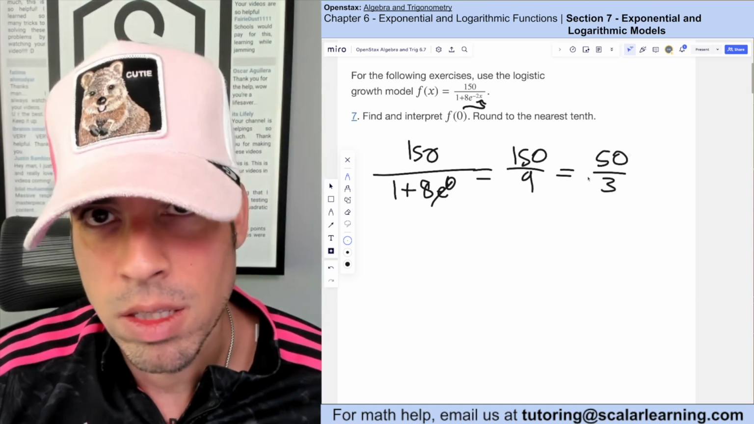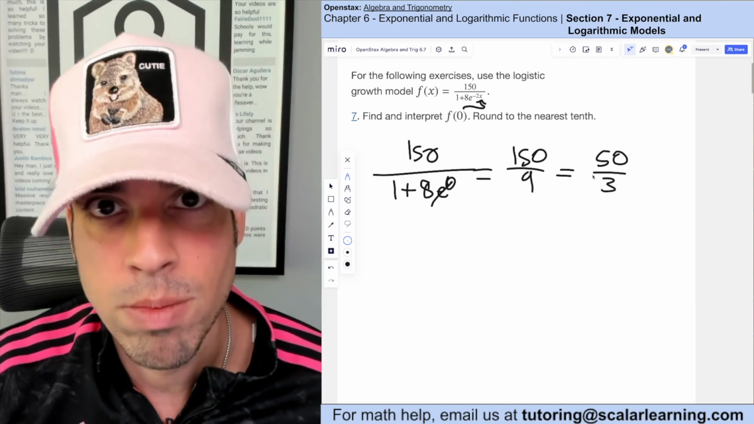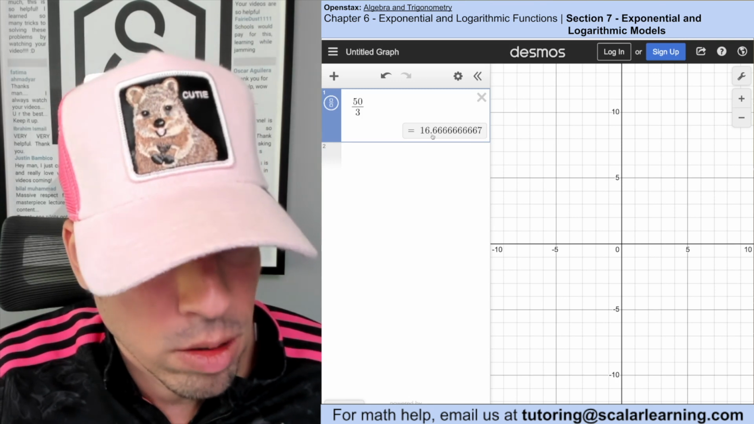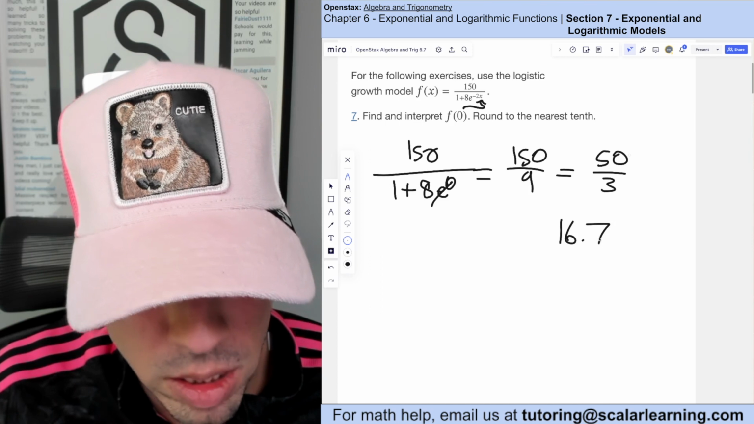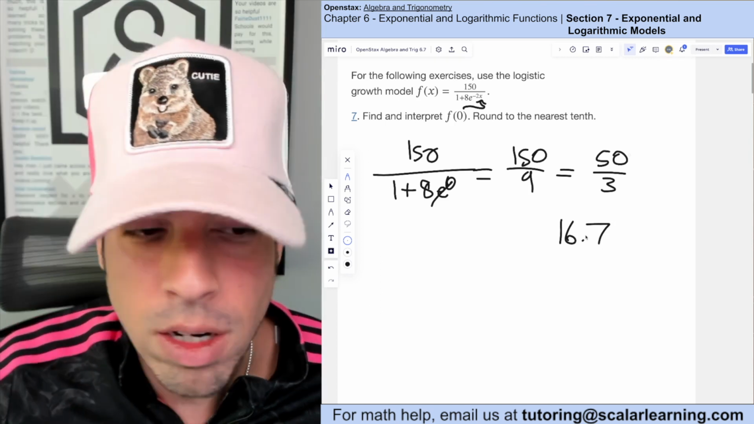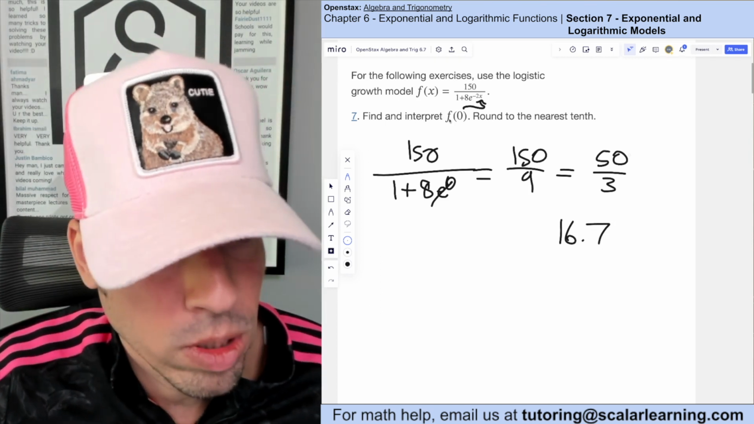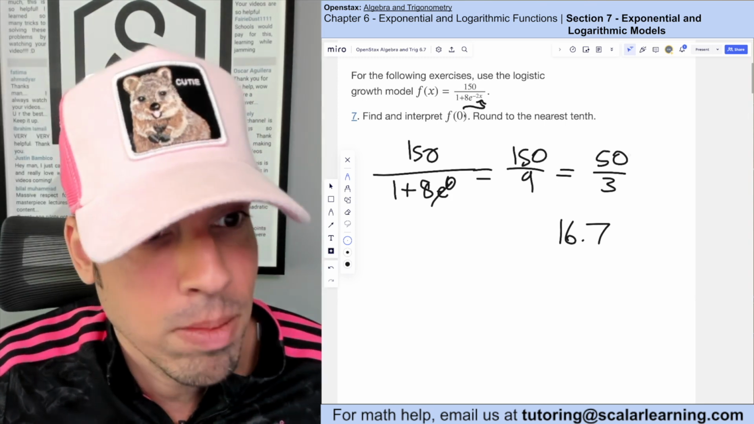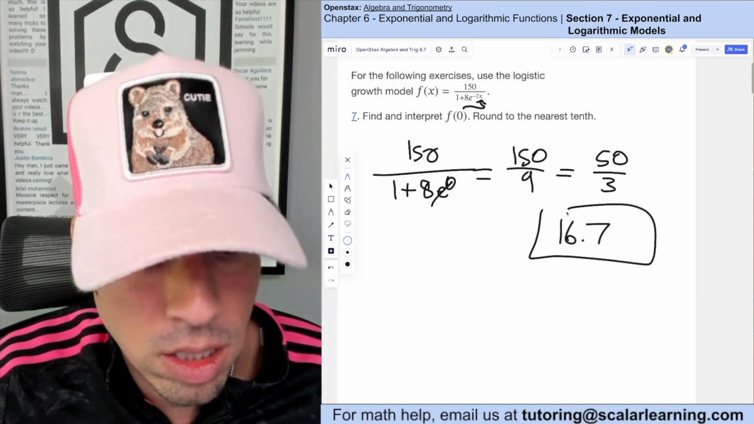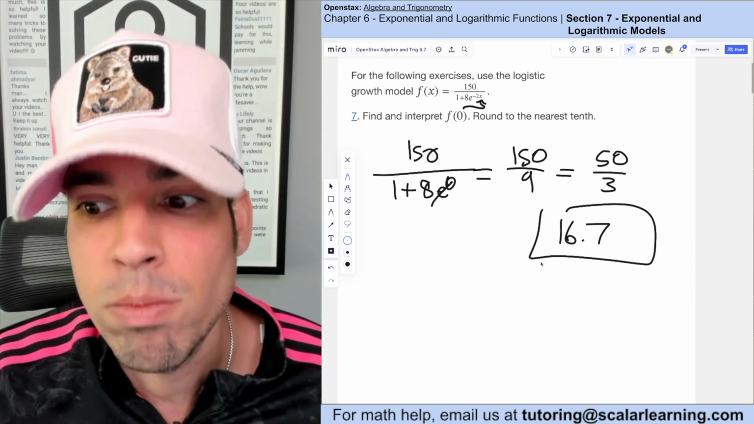So we're going to plug this into Desmos and get the decimal approximation. 50 over 3 would be 16.666 repeating, which would round to approximately 16.7. If we are going to interpret this, when they're saying f of 0 in a logistic model, assuming that 0 represents time, this is the quantity roughly at time 0. Boom, done.